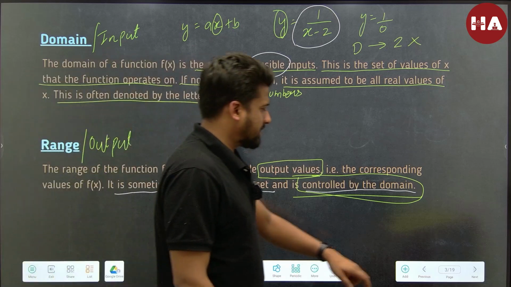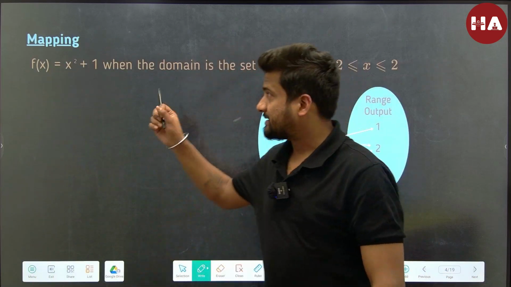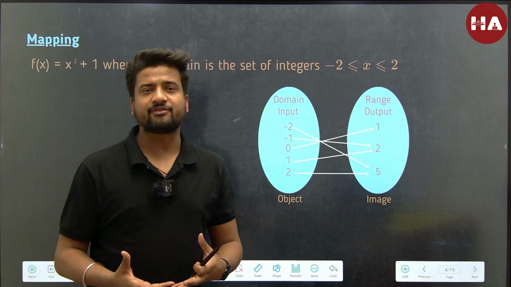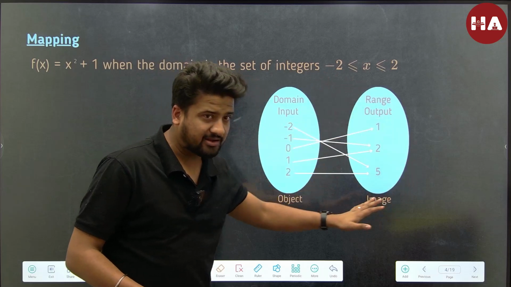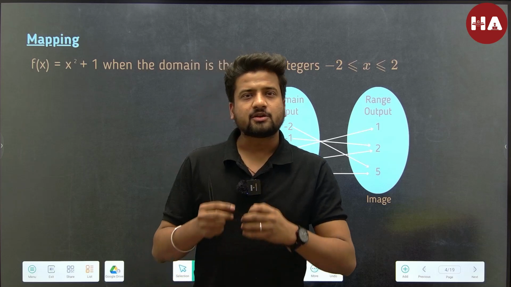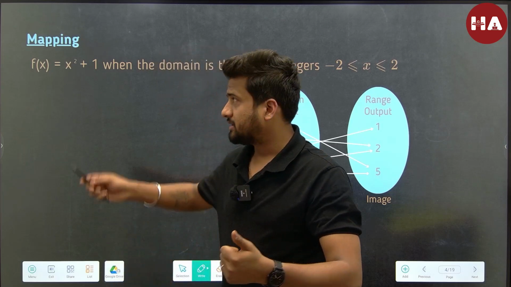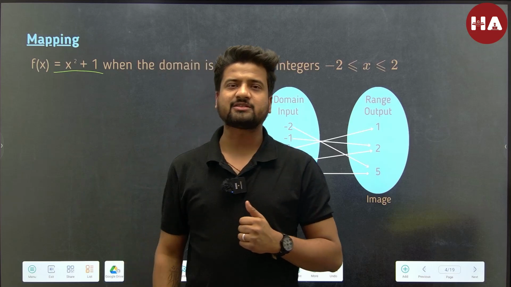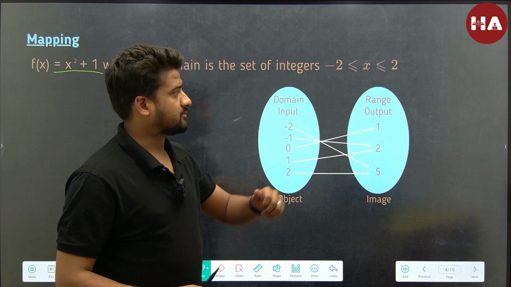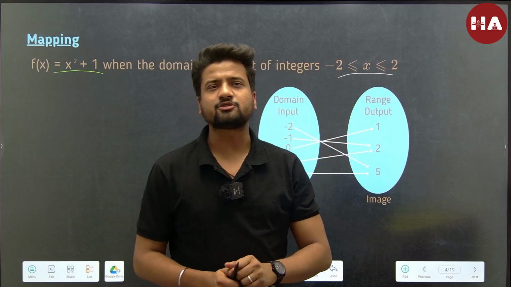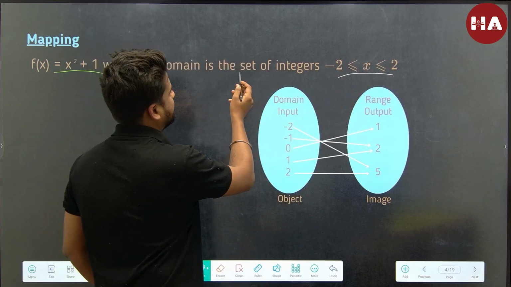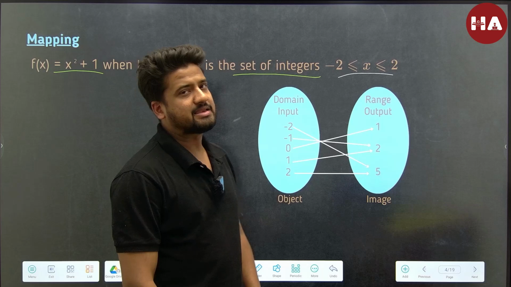Moving on to the next one. All right, next we have mapping. So what is mapping? Basically, whenever a function is given to us and we draw this thing, this is known as the mapping of a function. Whenever we do this, we need two things. We need the function, and that is given to me: f(x) equals x squared plus 1. The second thing we need is the domain, and that is again given to me: from -2 to 2, but on the condition that it is only the set of integers.